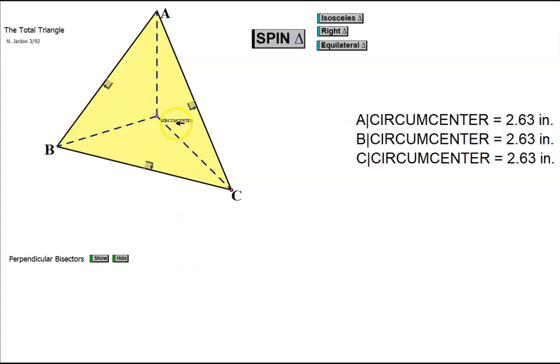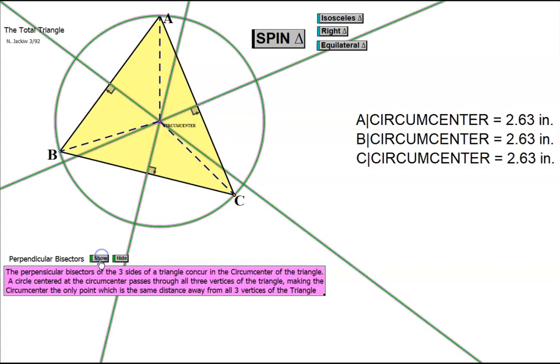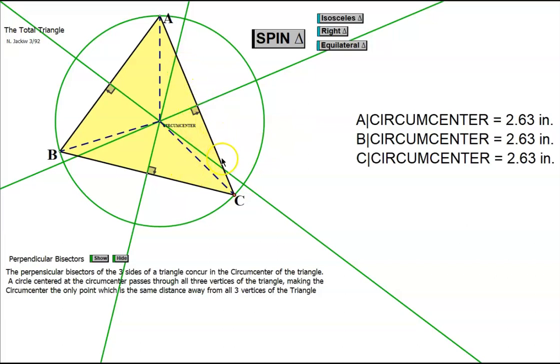This point here in the middle, the circumcenter, is the point that is the same distance away from all three corners. You find the circumcenter by drawing in all of your perpendicular bisectors. Again, each splits the side perfectly in half and forms a right angle. They all meet at the circumcenter. So perpendicular bisectors create the circumcenter. The circumcenter is the same distance away from the three corners of the triangle, the three vertices.